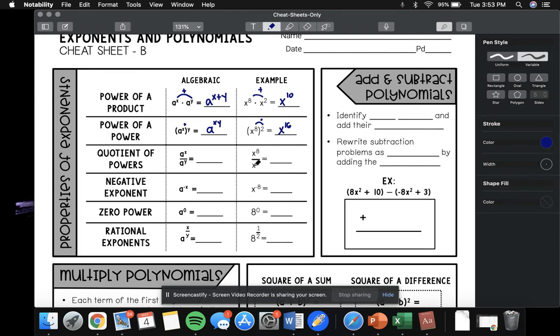Okay. Then for this one, we have x to the 8th over x to the 2nd. So I have 8 on top and 2 on bottom, and I have more on top by 6. So I can actually just subtract to get x to the 6th. Okay, so the shortcut would be to take your exponents and just subtract them.